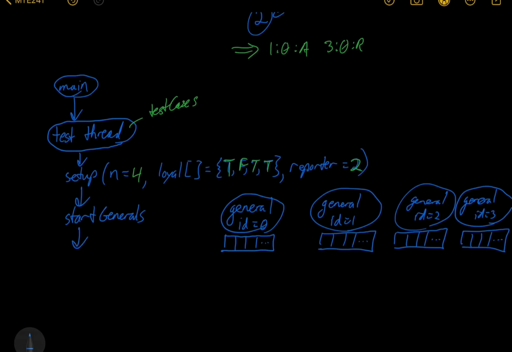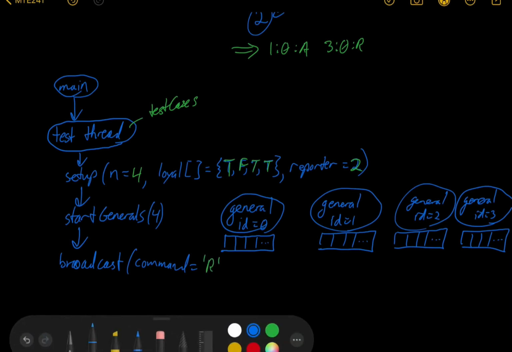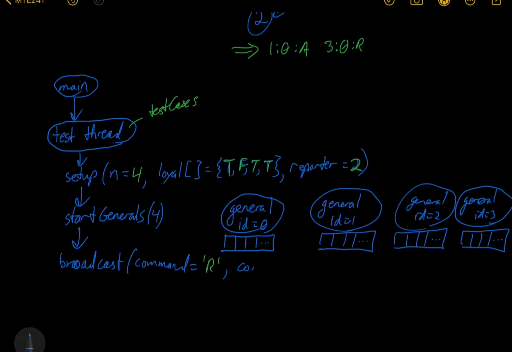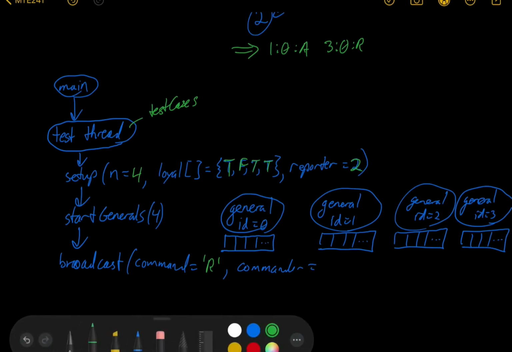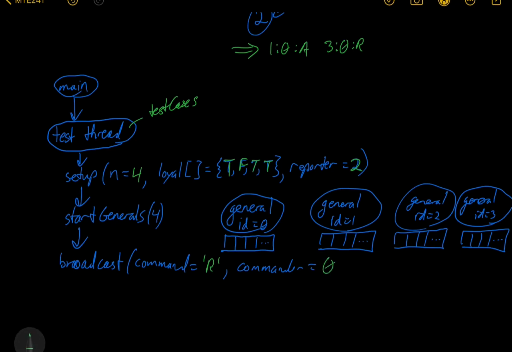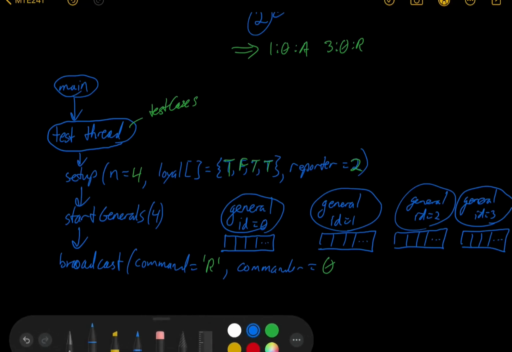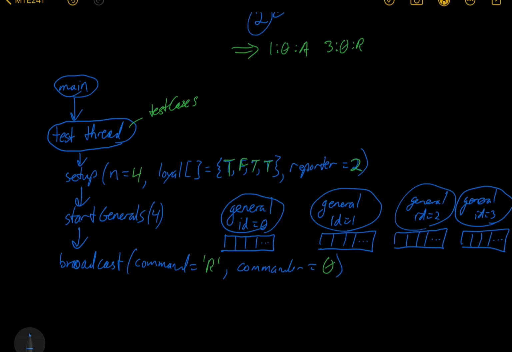So the next thing that the test thread does is it calls broadcast, and it tells it that the command is equal to, in the case of test case 1, retreat, and the commander was, in that example, general 0. It won't always be general 0. In test case 2, it's general 1.